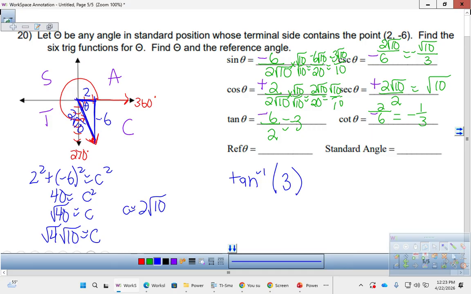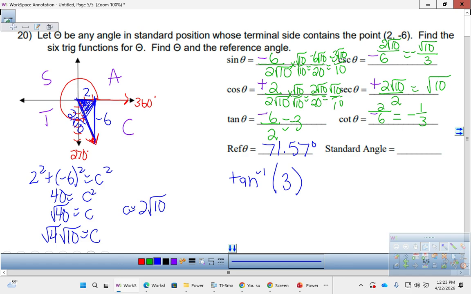The reason that we keep it positive is we're talking about triangles, and triangles need to have positive side lengths. So my reference angle comes out to, when I do the tangent inverse of 3, 71.57. And then to find the standard angle, if this is 71, well, this reference angle of 71 completes the circle.